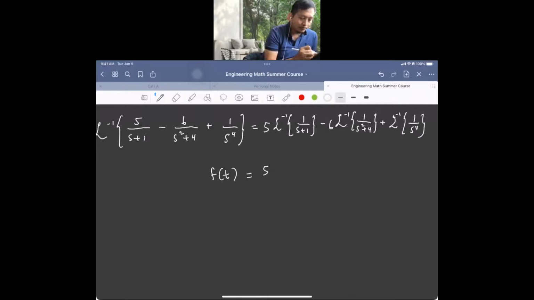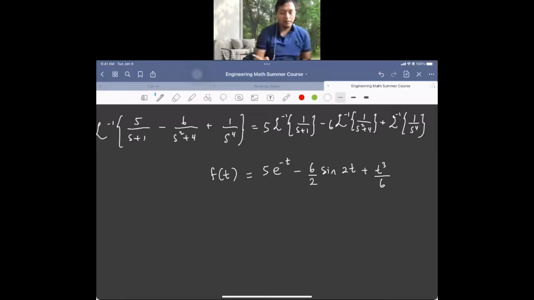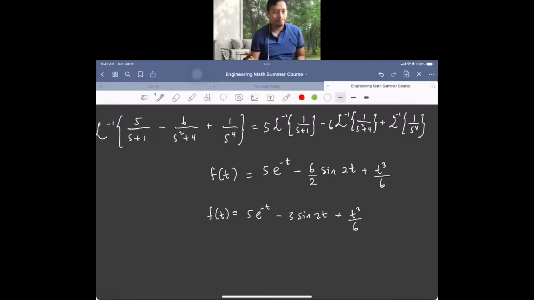This is 5, so f of t: 5, this is e to the minus t, minus, this is 6 over 2, this is sine 2t, plus t cubed divided by 6, right? And minus 1 factorial, 3, 2, it becomes 6, right? So f of t becomes 5. Okay.